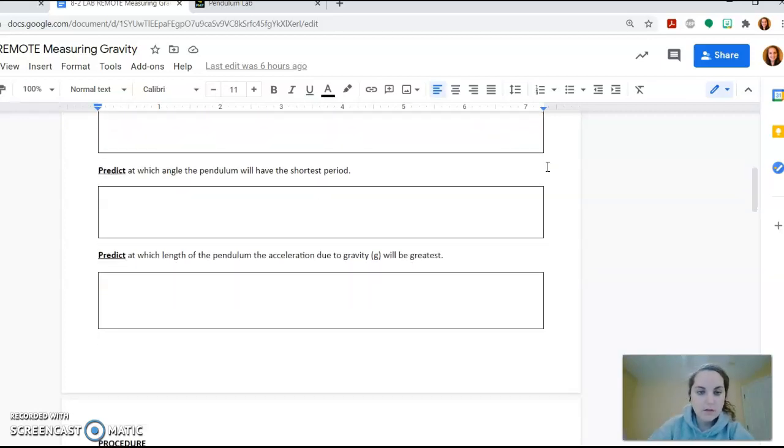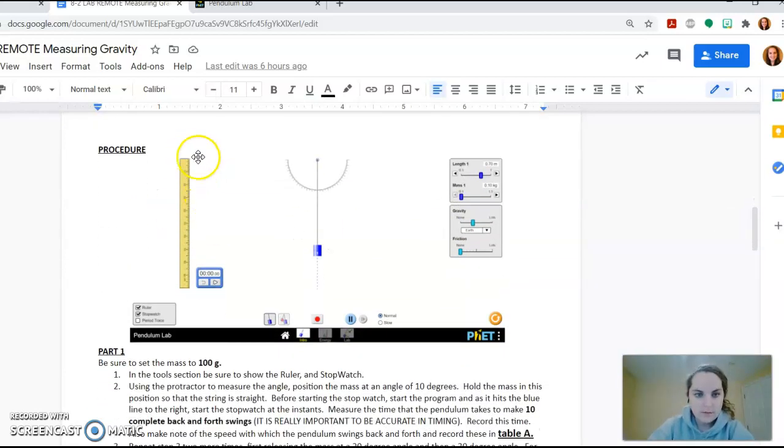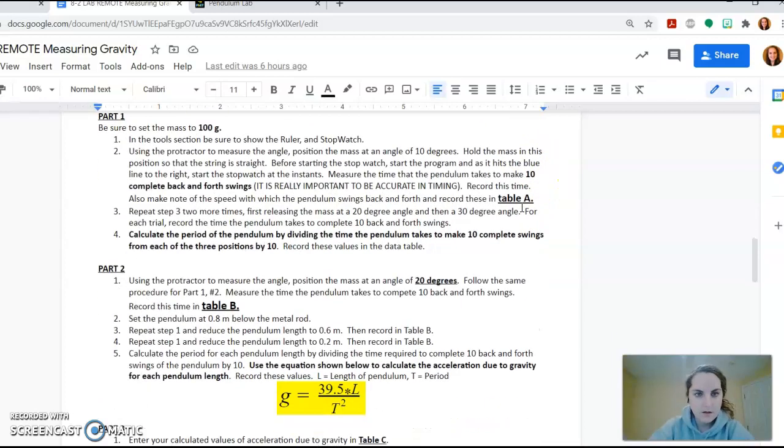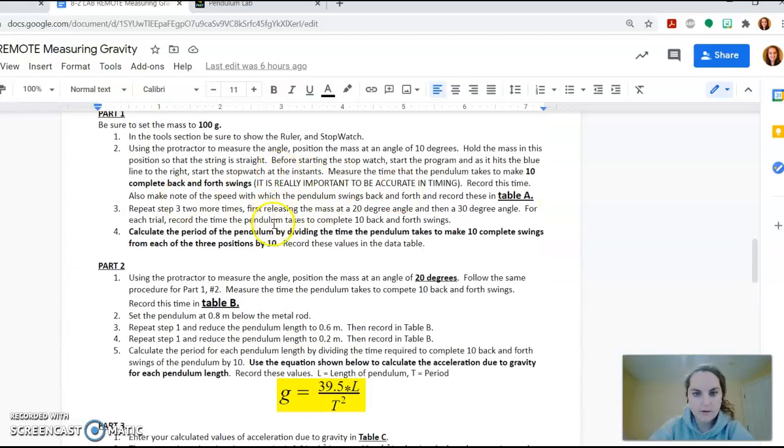Prediction, at which length of the pendulum will the acceleration due to gravity g be the greatest? So length, so think distance, all right, the length from the center point of the mass all the way to the top of the pivot point, okay? At which distance will this pendulum have the greatest acceleration due to gravity, okay? Again, this is what your little worksheet should look like right now, but the length should be set as 1 meter, okay? All right, so part 1, I'm just going to walk you through, but again, it's all written up here, okay?